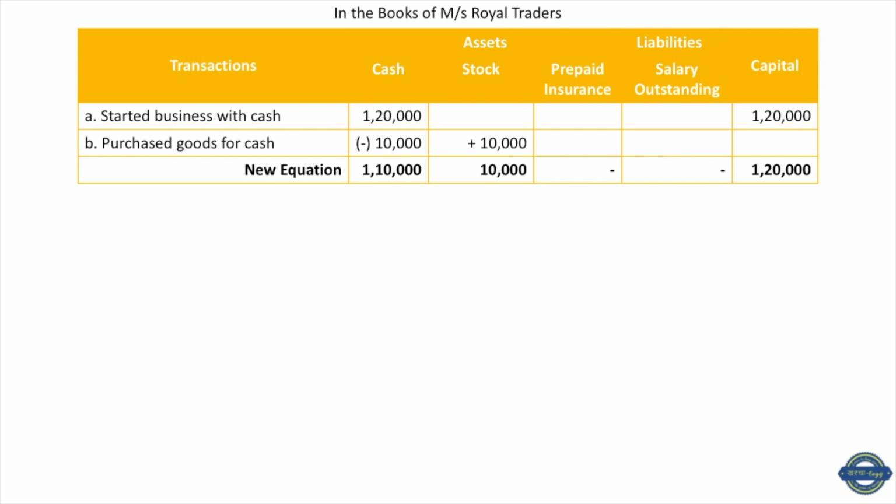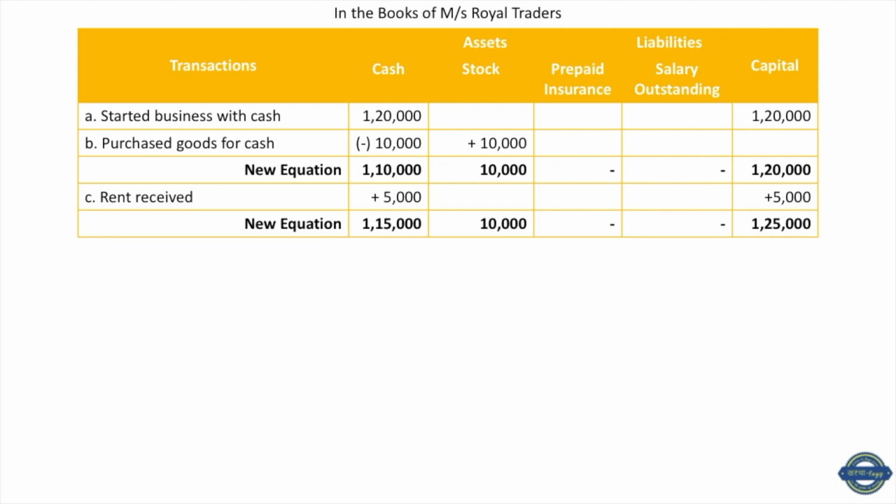Third, rent received. Here, rent is received, that means rent is an income. Any income or profit or gain will be added into capital. So, here the rent has been received for 5,000. So we will add 5,000 in cash and we will add this income in capital.